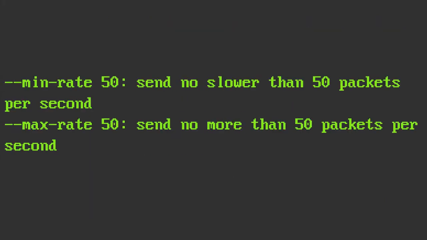There are some other tweaks that you can make to the timing that can help either speed things up or make detection harder. These are --min-rate 50. This will send no slower than 50 packets per second, or --max-rate 50. This will send no more than 50 packets per second.